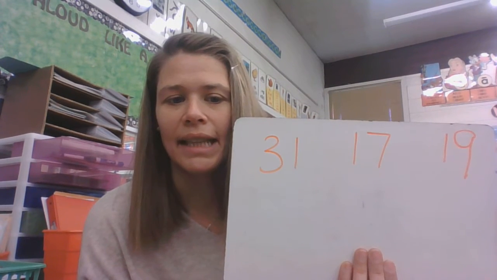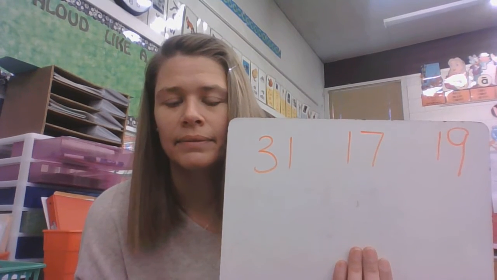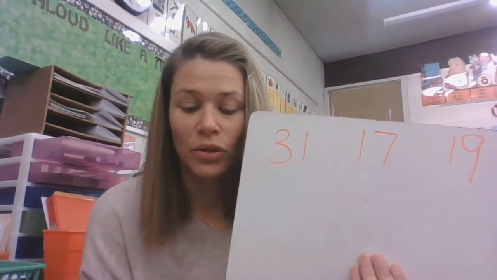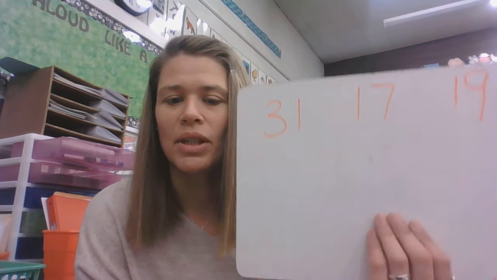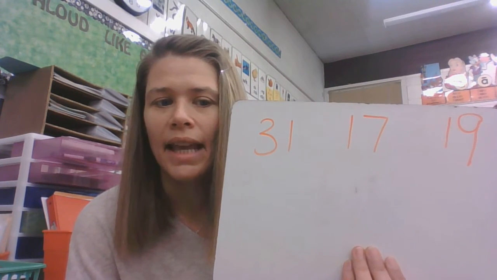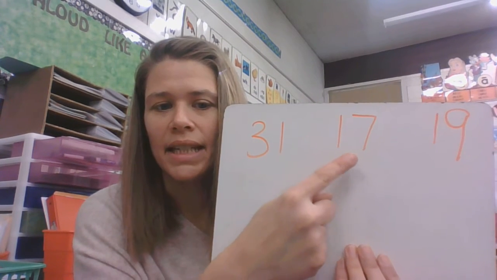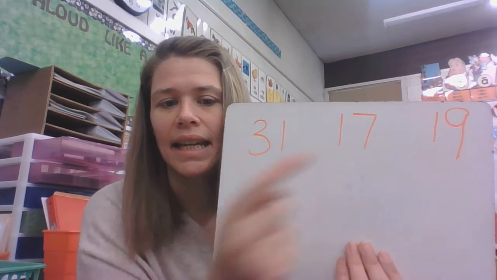And what number is my least number? Remember, least meaning smallest. Can you point to it? If you pointed to 17, you were right. Okay, which one of these numbers on my board is greater than 16 but less than 19? Can you point to the number that's greater than 16, less than 19? 17. 17 is bigger than 16, but it's also less than 19.